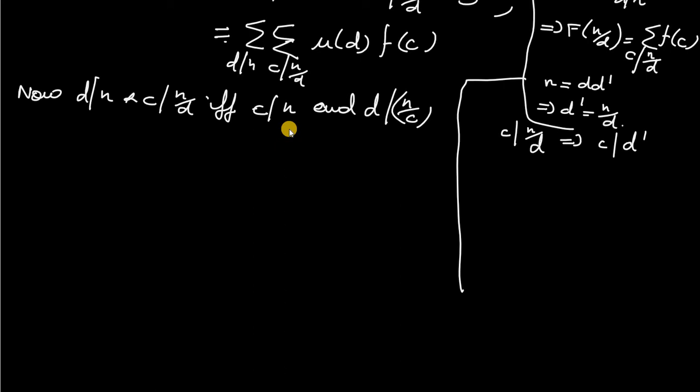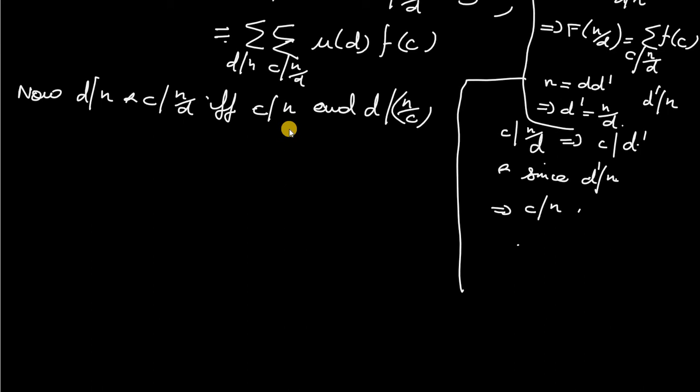So c divides n upon d, but what is n upon d? It is d prime, which implies that c divides d prime. And n is a multiple of d prime, so clearly d prime divides n. Since c divides d prime and d prime divides n, it implies that c also divides n. So therefore d divides n and c divides n upon d if and only if c divides n.